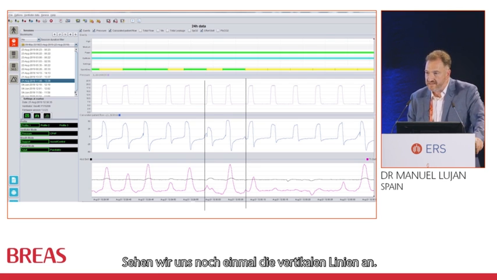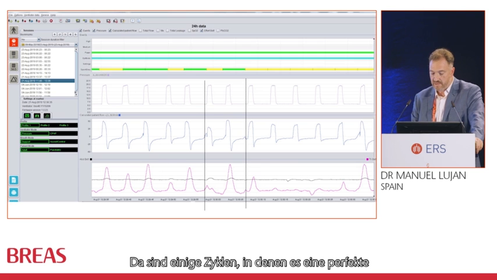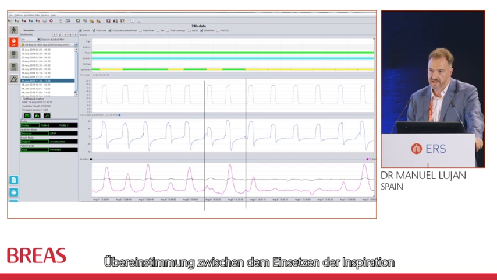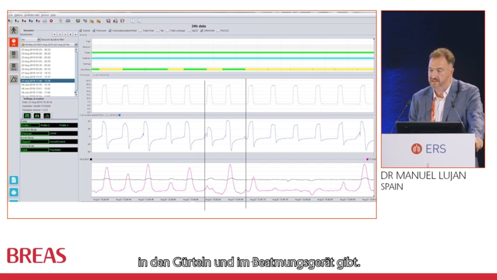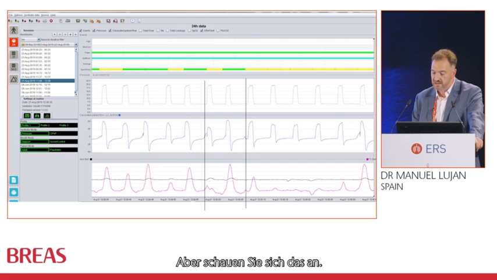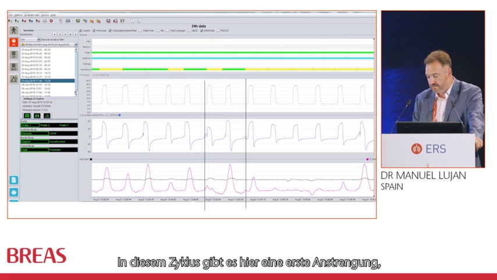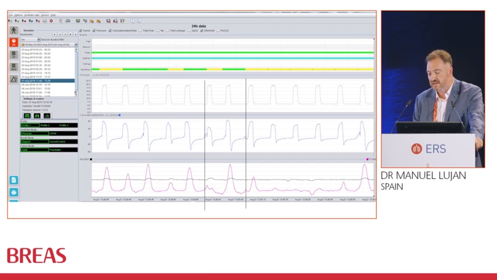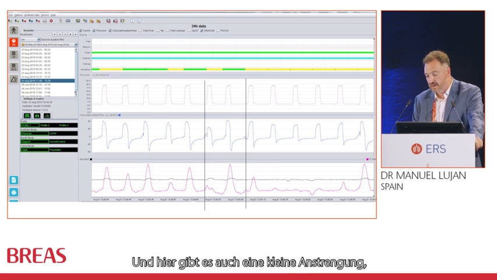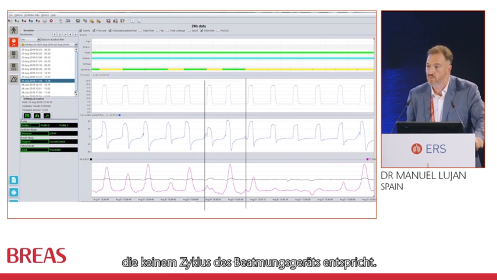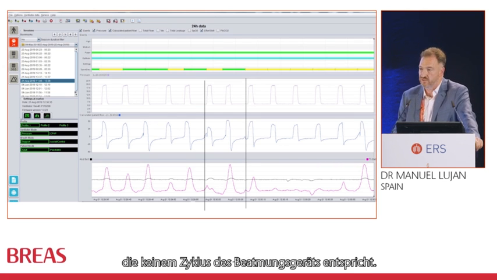Again, let's see the vertical lines. There are some cycles in which there's a perfect agreement between the onset of the inspiration in the belts and in the ventilator. But look at this cycle: there is a first effort here that corresponds to this small waveform in the flow waveform. And here, there's also a small effort that does not correspond with any cycle of the ventilator.